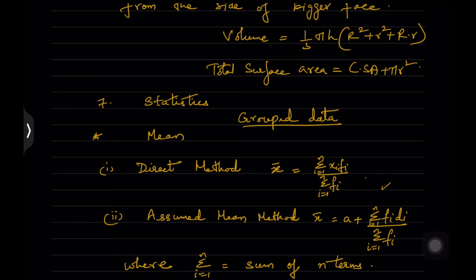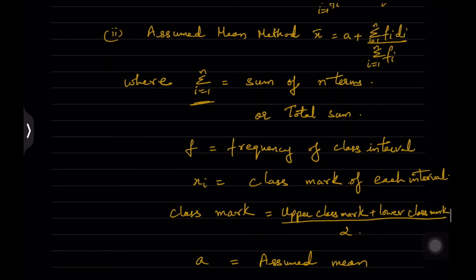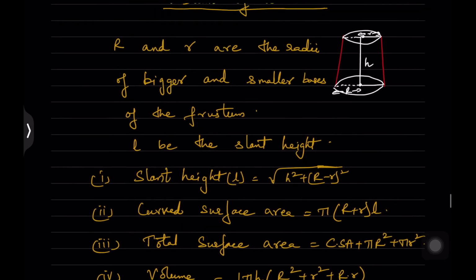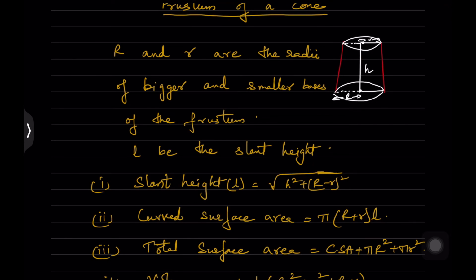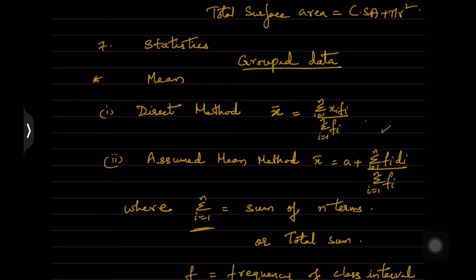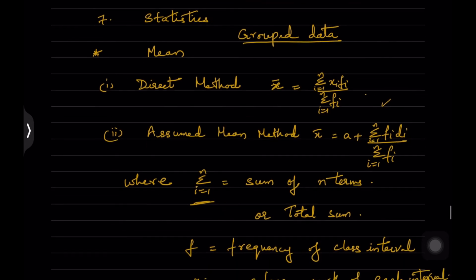Whatever the data is, you can directly multiply xi into fi. First you have to find the class mark if the interval is given, and the class mark is the upper limit plus the lower limit divided by 2. After finding the class mark, multiply it by the frequency for each observation, and then find the summation of xi fi from this table. Then you add up all the frequencies, which gives you the summation of fi, so x bar is equal to the summation of xi fi divided by the summation, i equal to 1 to n, of fi.